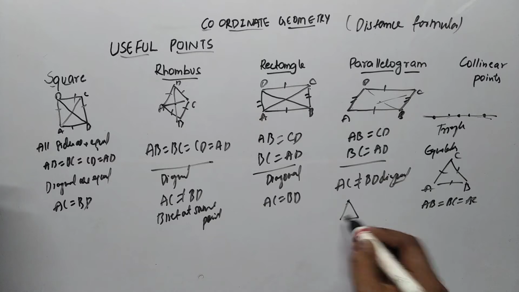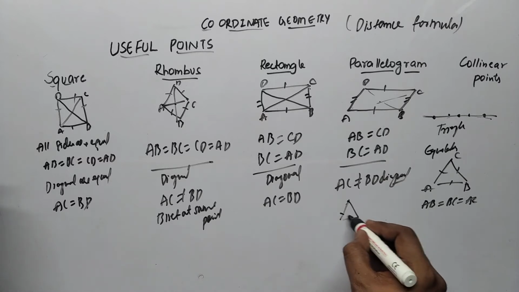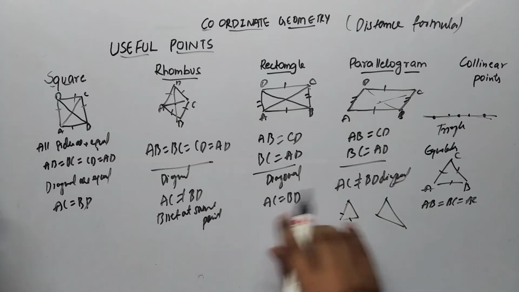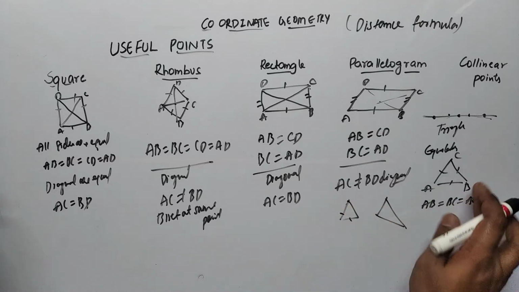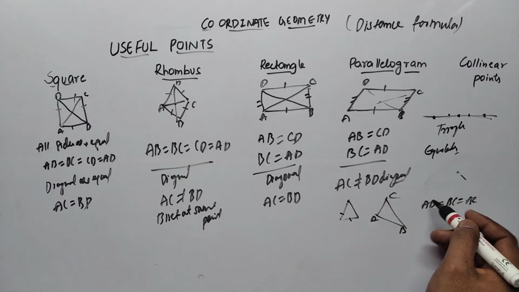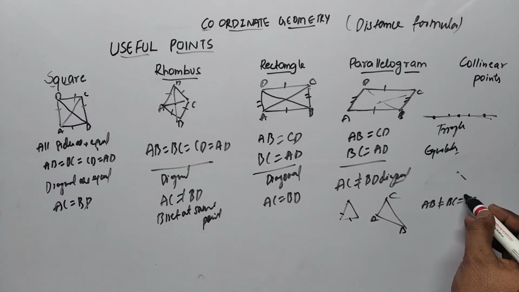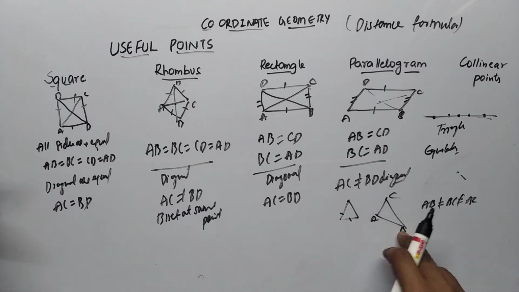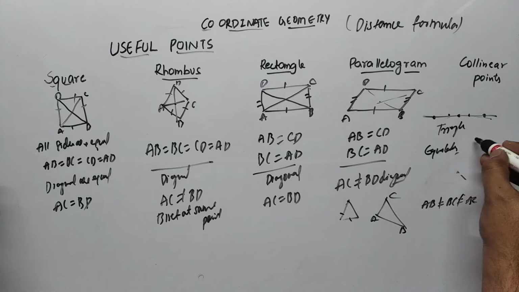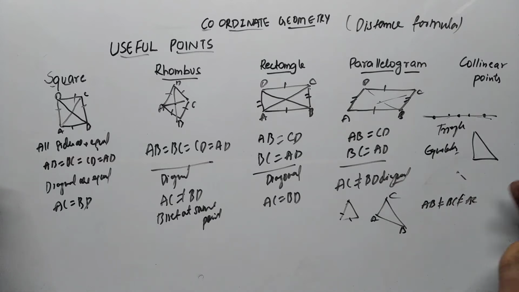Next we have an isosceles triangle. In an isosceles triangle, any two sides can be equal. Next one is the scalene triangle. In a scalene triangle, no side will be equal. So in a scalene triangle, among A, B, C no side will be equal, so AB is not equal to BC and BC is not equal to AC.